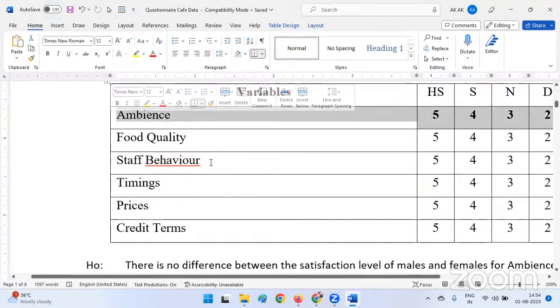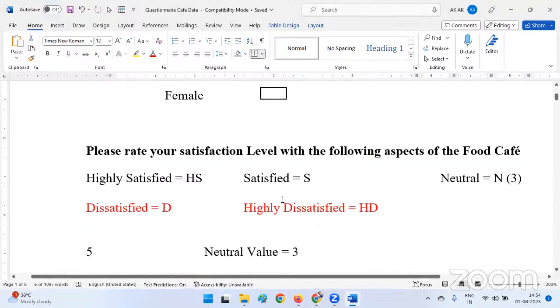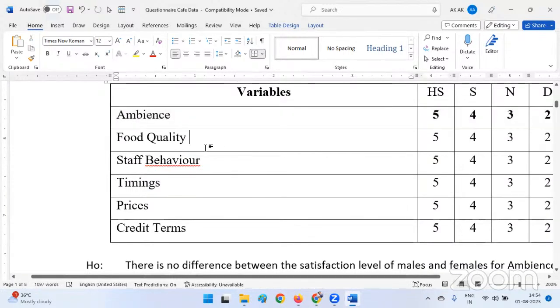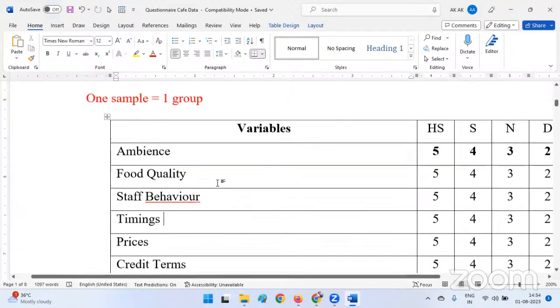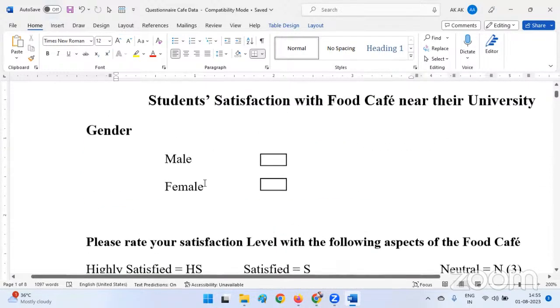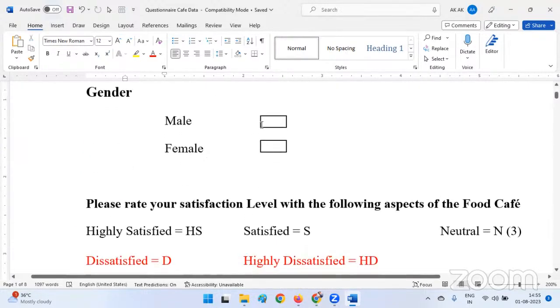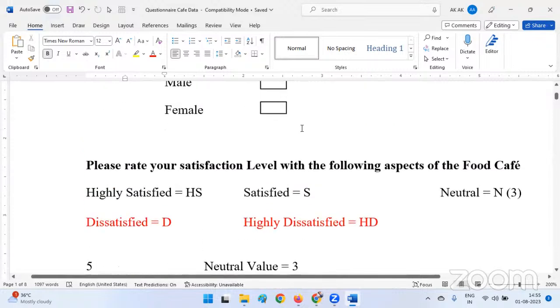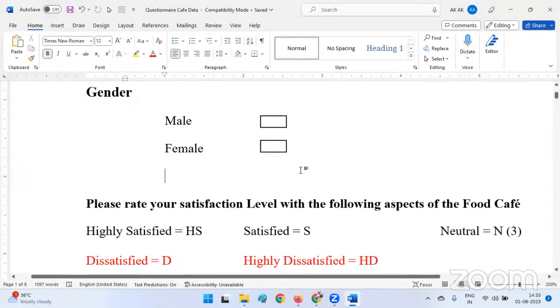So we want to see whether, for ambience, these are the variables of, suppose, a canteen nearby a college, and the college students have rated the ambience of the canteen, the food quality, the staff behavior, and so on. So we consider ambience as one group. We are not looking at ambience from the point of view of male or female. We are not segregating it. When we classify it based on gender, like males are more satisfied with ambience or females are more satisfied, then it is a case of independent sample t-test.